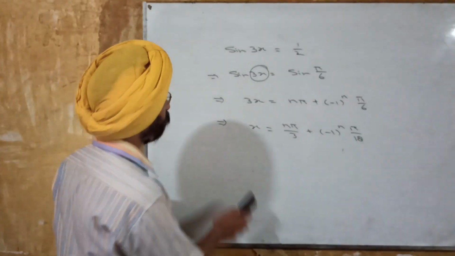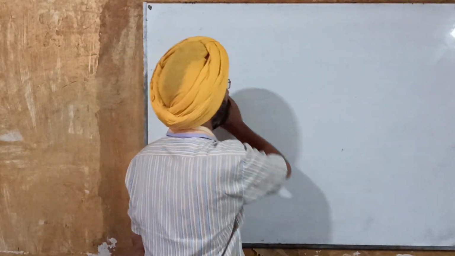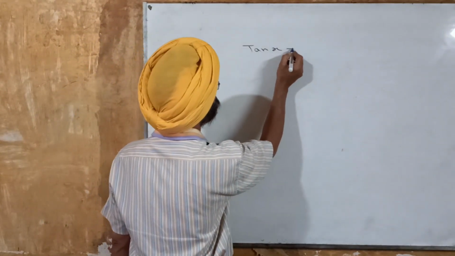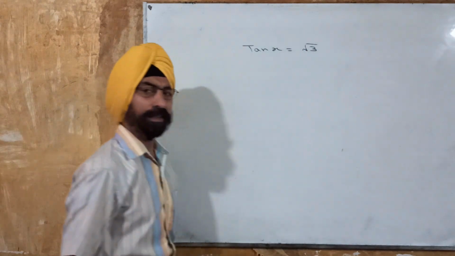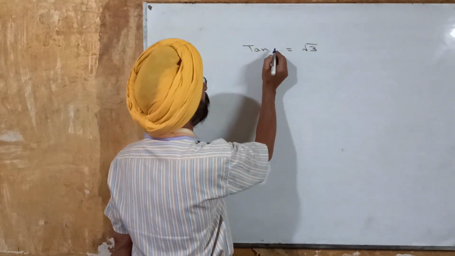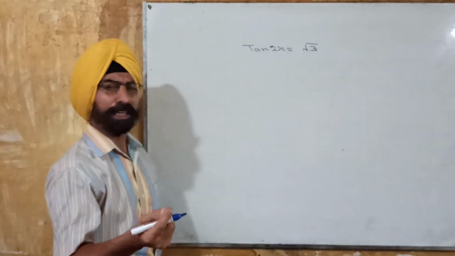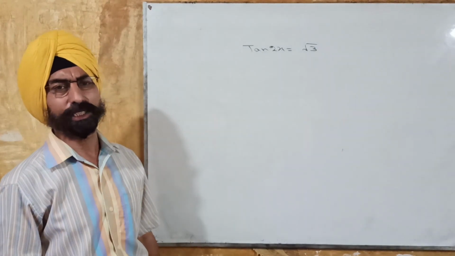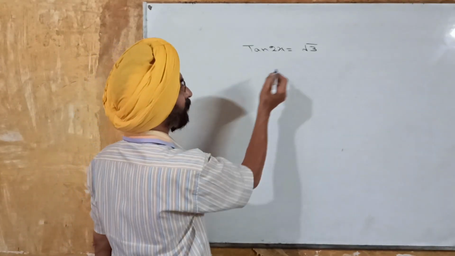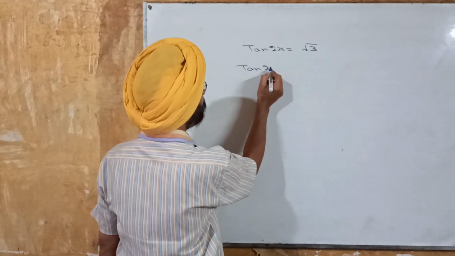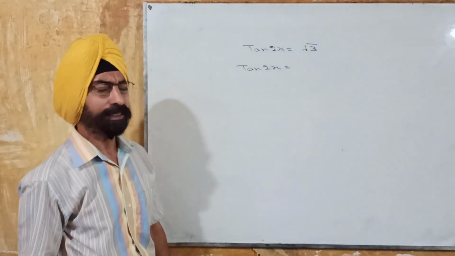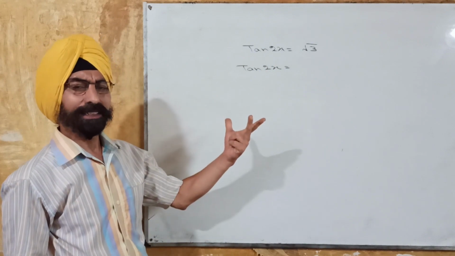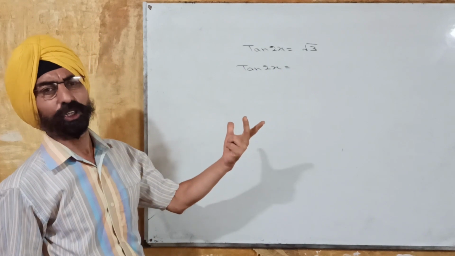Now similarly, suppose you are having some question that tan x is equal to root 3. Now you can take tan 2x to be a little bit more complicated, not too much complicated, only a little bit complicated. I am taking tan 2x is equal to root 3. So what you will get? Tan 2x is equal to, in the first quadrant, this root 3 is the value assumed by the function tan at the angle 60 degree, or you can say pi by 3.